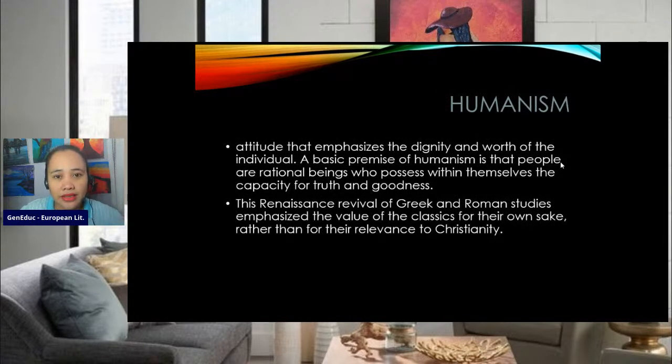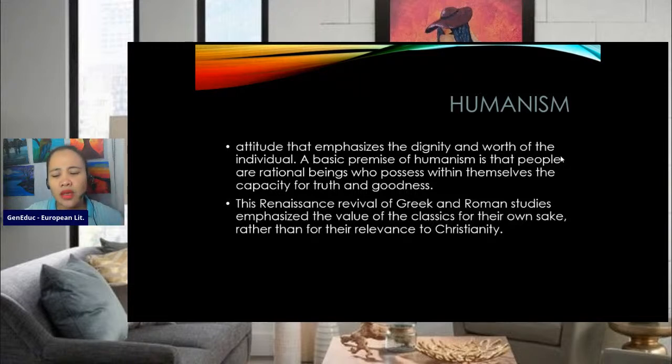Now let's have humanism. It is the attitude that emphasizes the dignity and worth of the individual. A basic premise of humanism is that people are rational beings who possess within themselves the capacity for truth and goodness. The Renaissance revival of Greek and Roman studies emphasized the value of classics for their own sake rather than for their relevance to Christianity. So take note of humanism under the Renaissance: the attitude that emphasizes the dignity and the worth of the individual.